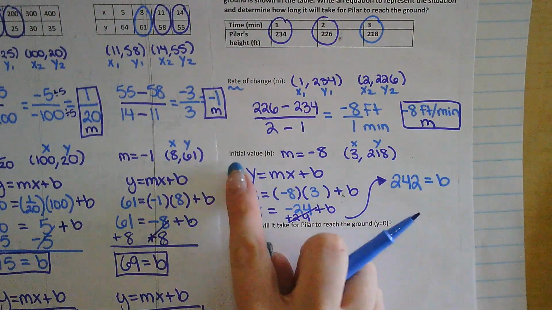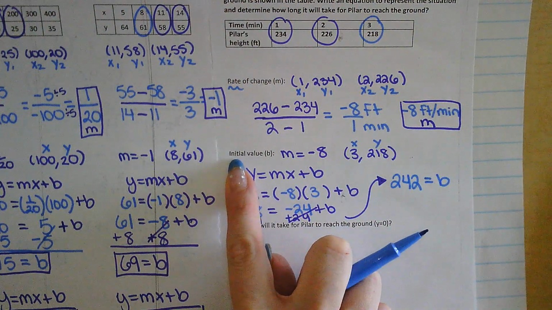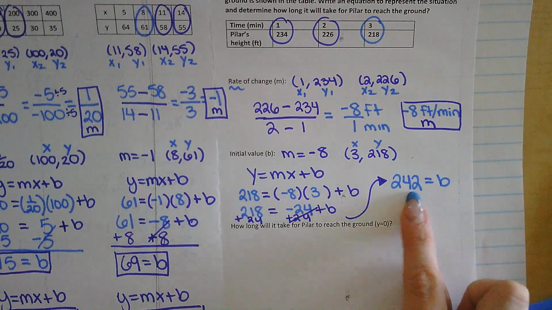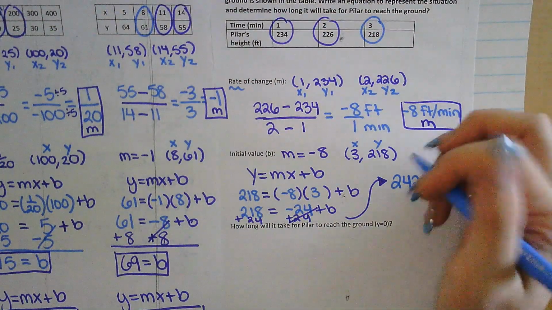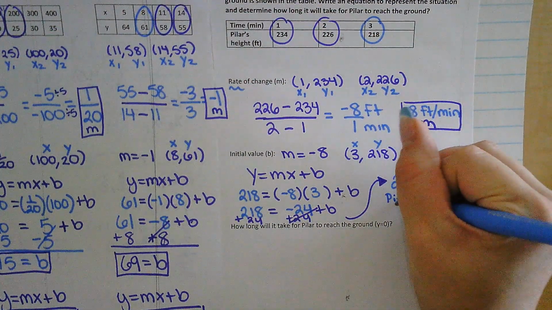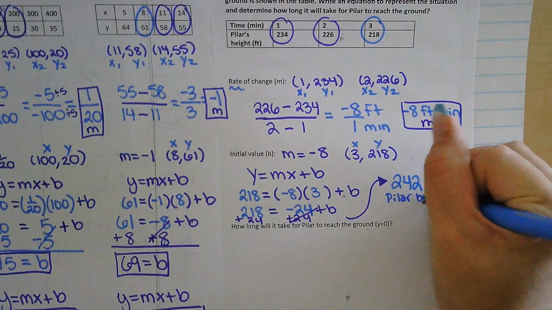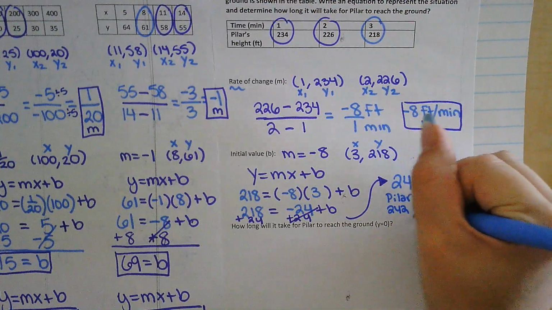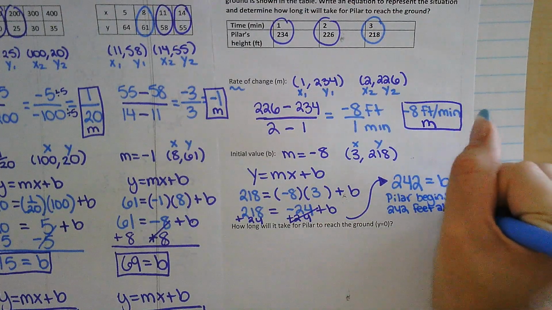which means that Pilar's initial value is 242 feet above ground. So Pilar begins 242 feet above ground.